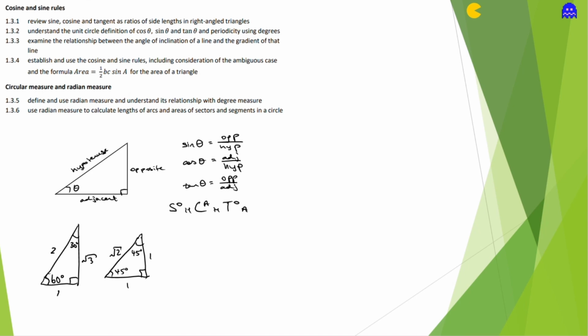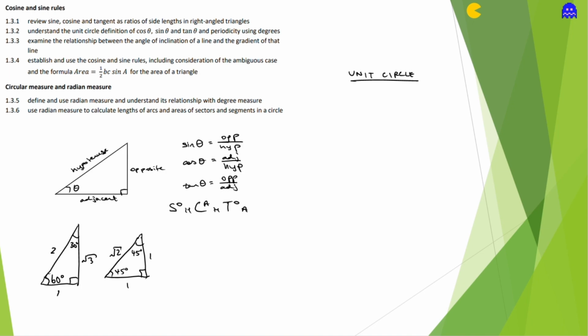All right, so now we've come to the SOHCAHTOA definition. This is the definition that you've used for sine, cosine, and tan from year 7 to 10, but actually it is a derivation from a much broader definition of sine, cosine, and tan, which is the unit circle definition. And this is the actual definition of the trigonometric functions here.